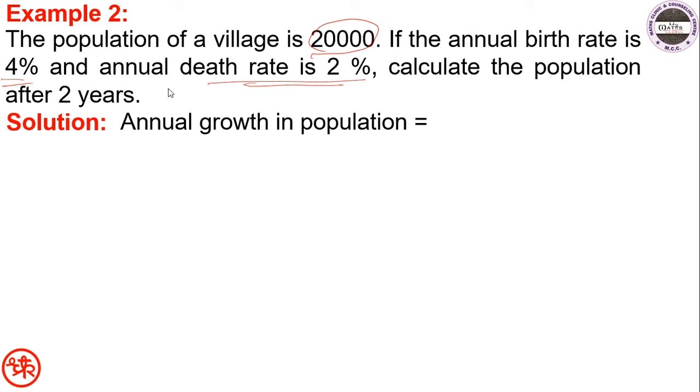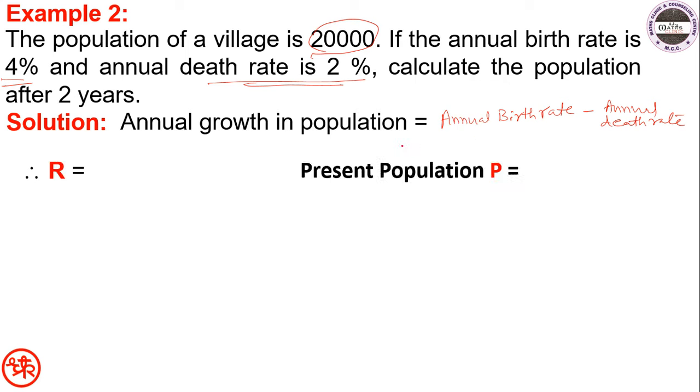So the annual growth in population is equal to, what is the formula? Annual birth rate minus annual death rate. Is that clear? So it is equal to 4% minus 2%, and that is equal to 2%, and hence R is equal to 2%. The present population is 20,000.